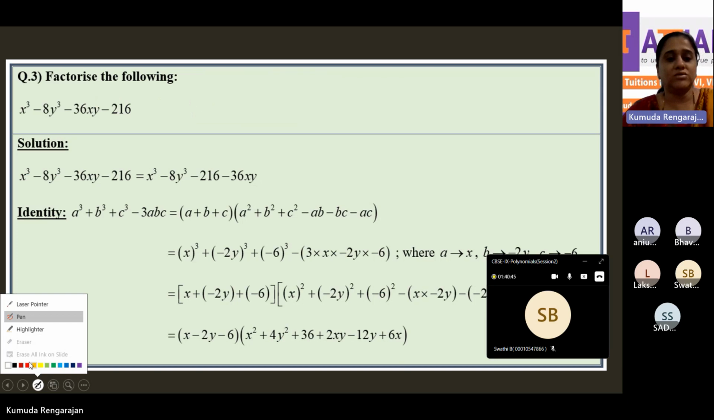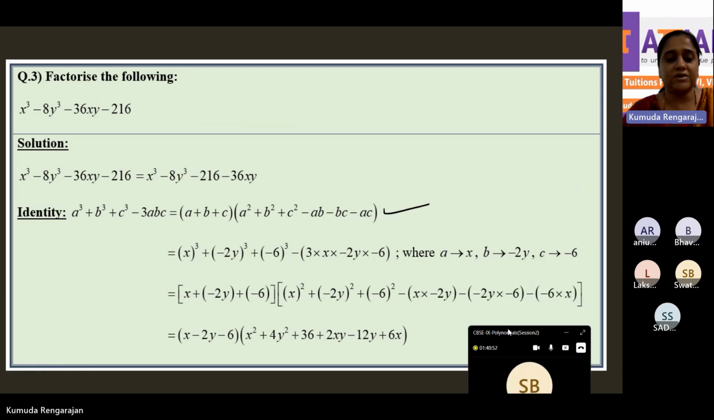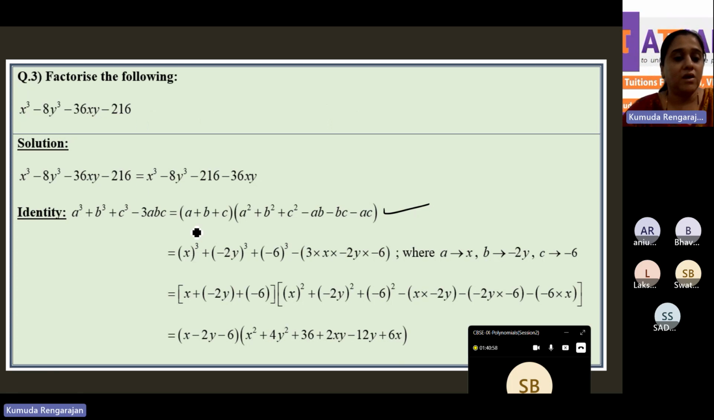Don't write. So this is the identity, and see how you express it. See here, now this is x cubed. I've rearranged the given expression. Okay, now this is the identity.